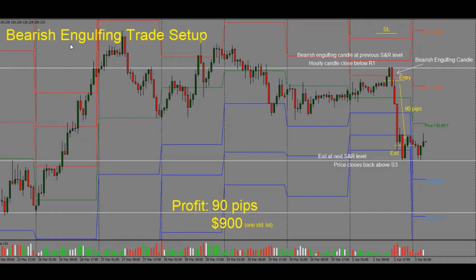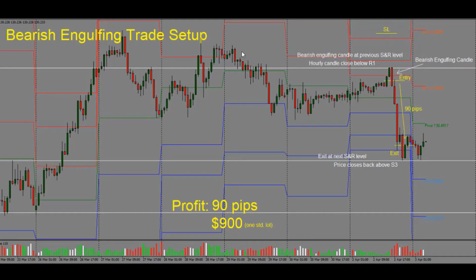So just to recap, a bearish engulfing trade setup is where we see a bearish engulfing candlestick formed at an important support and resistance level. We look for this candlestick. Once we see the candlestick, we look for price to move lower. So we enter the trade short here.